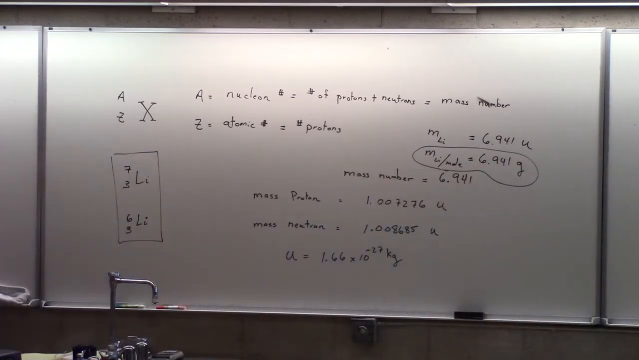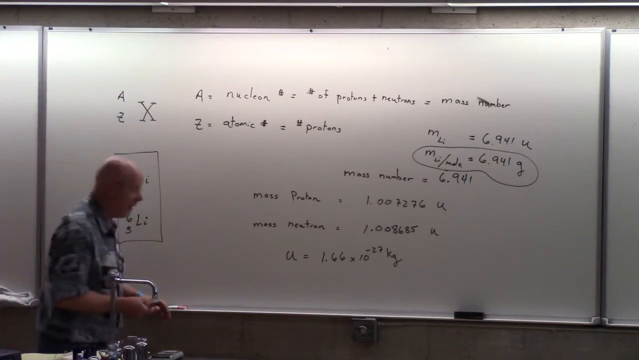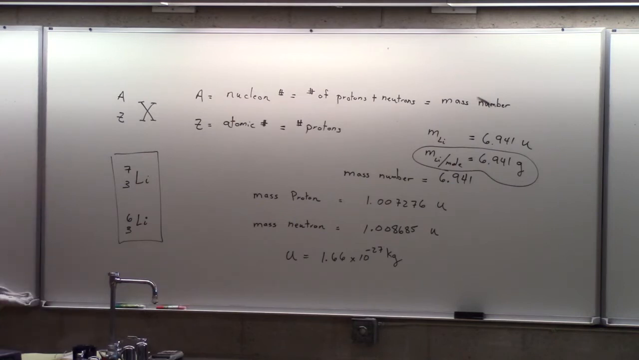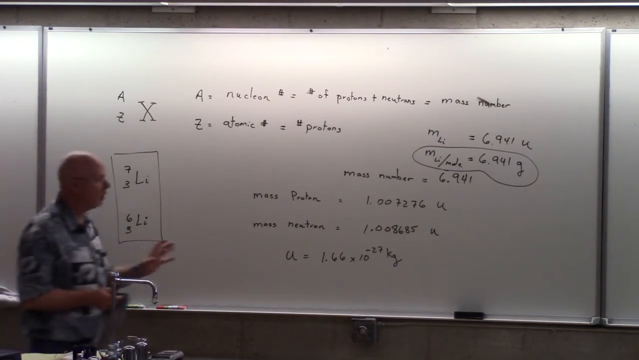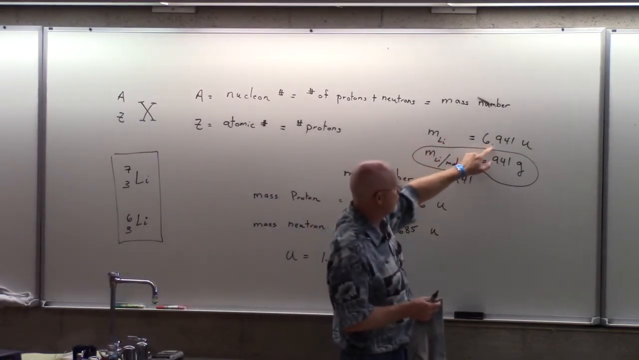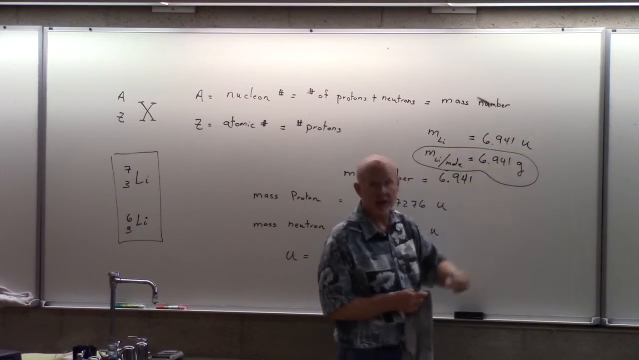So again, this was just my way of saying that you might have come across the atomic mass unit first, and you might have done it in grams, and that's because you were doing a whole mole. We're not going to do that. We're going to look at them individually. And so individually, on average, it's 6.941 atomic mass units.